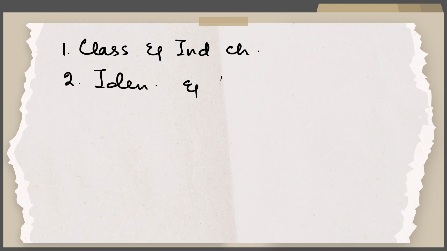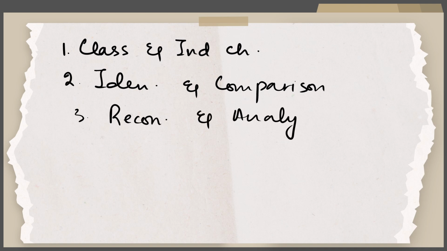So in today's video, we are going to break down three simple but powerful ideas. The first is class and individual characteristics. Then we will discuss what is identification and comparison. And then we will move on to the reconstruction and analysis. So these are basically the building blocks of how forensic scientists think, how they solve crime, and how they connect evidence to the truth. So let's get started.